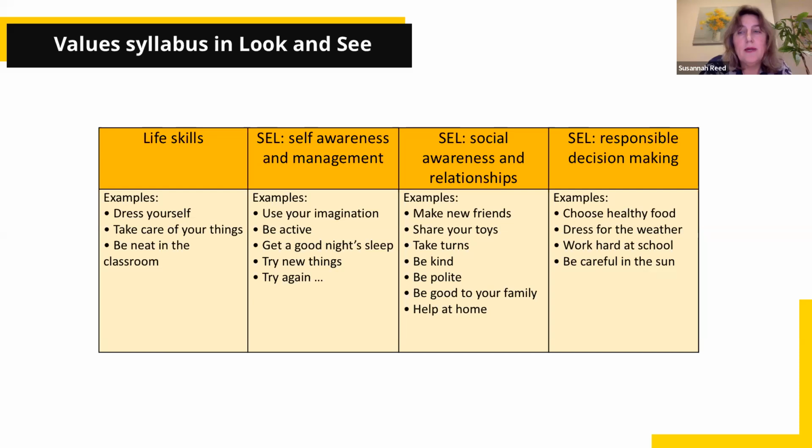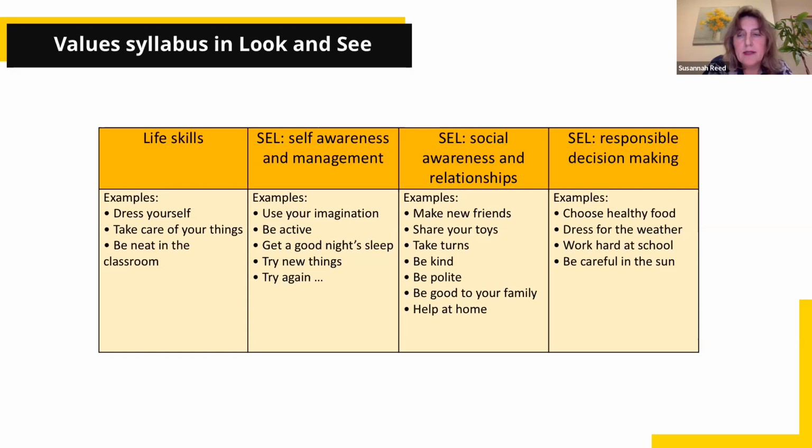And as you can see, we have values related to life skills: dressing themselves, taking care of their things, being neat in the classroom. Social and emotional skills related to self-awareness and self-management. So using their imagination, being active, getting a good night's sleep to help control their emotions, trying new things and trying again. We have social and emotional skills related to social awareness and relationships. So making friends, sharing toys, taking turns, being kind and polite, being good to your family and helping at home.